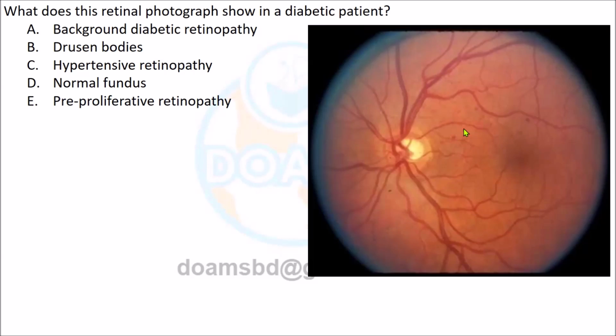So microaneurysms could be there. So can we say this is background diabetic retinopathy or pre-proliferative retinopathy?